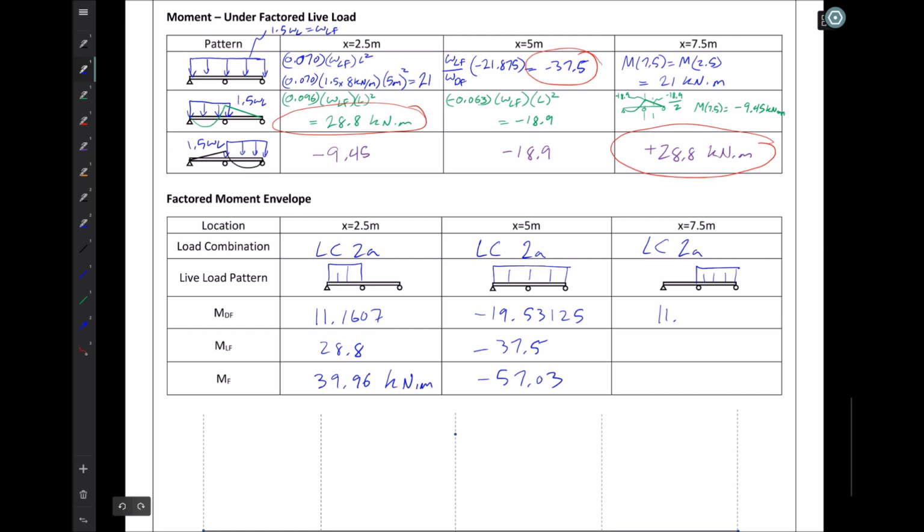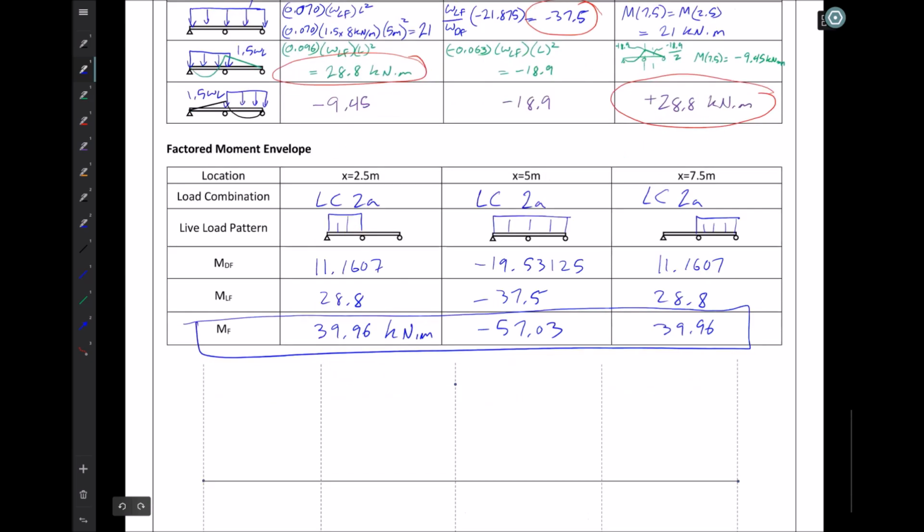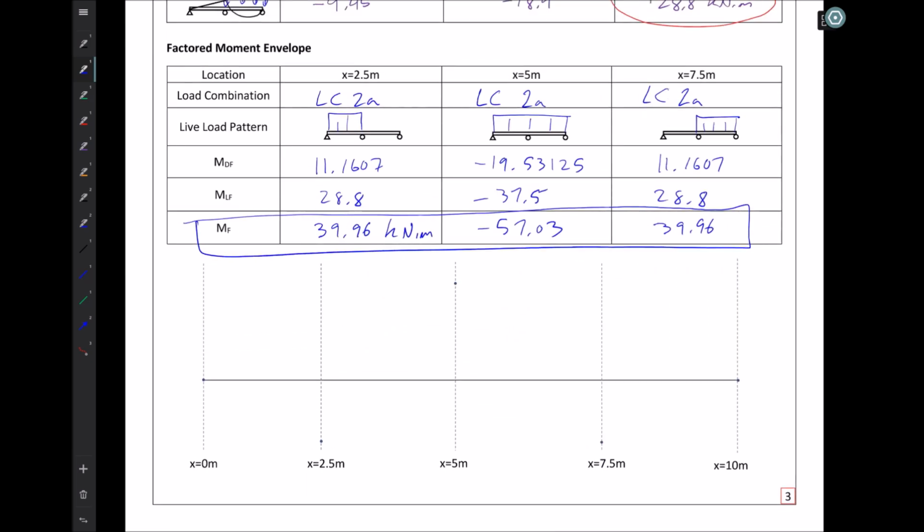Over here, 11.1607, 28.8, and 39.96. These values here are our design moments. Let's go down to our moment diagram and see what this might look like.